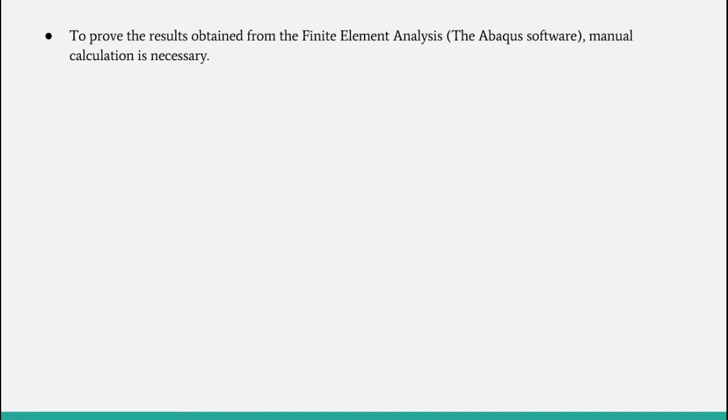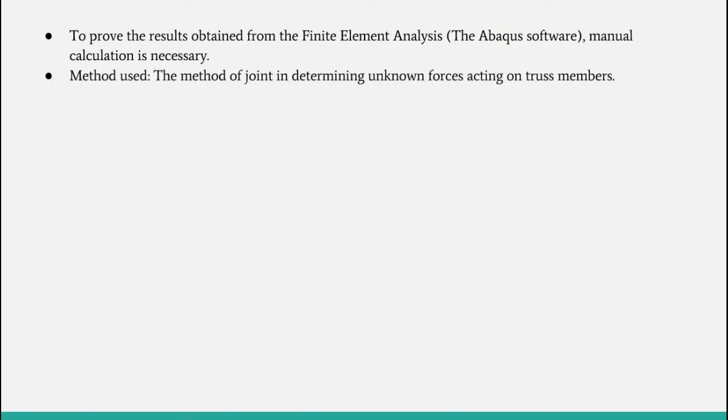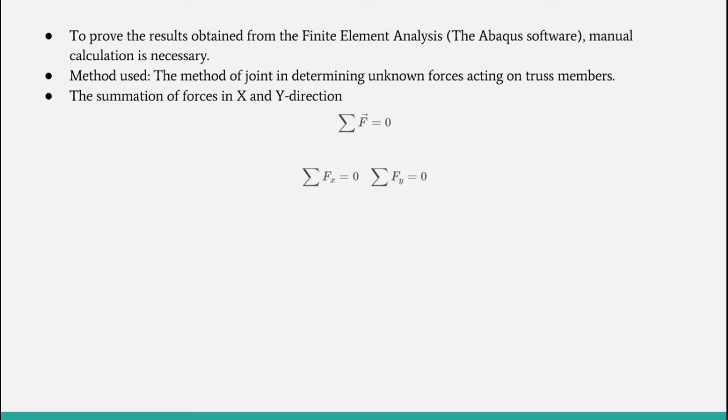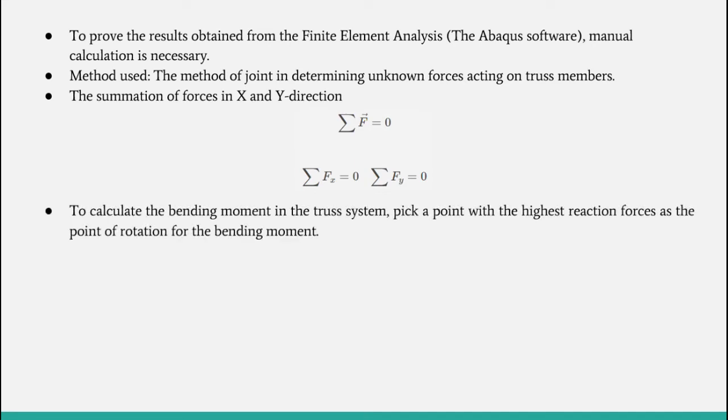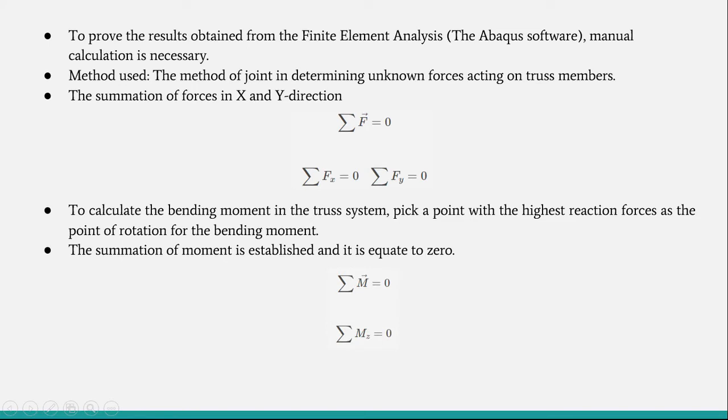To prove the results obtained from the finite element analysis, which is the Abaqus software, manual calculation is necessary. We use the method of joints in determining unknown forces acting on truss members. The summation of forces in the x and y directions is shown in the slide. To calculate the bending moment in the truss system, we pick the point with the highest reaction force as the point of rotation for the bending moment. Again, the same equation is used: the summation of moments is established and equated to 0. So there are two equations used for the method of joints to determine the reaction forces.